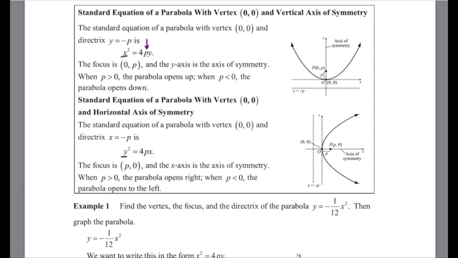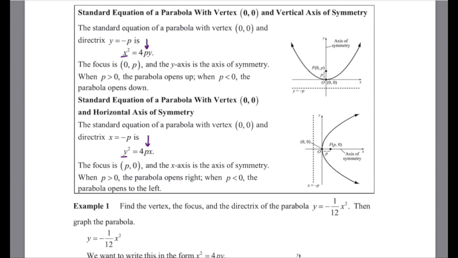If our value is set equal to y squared, then our equation of the directrix is x equals negative p. Again, when we put our equation in form of p, the focus is also p, 0. The x-axis is the axis of symmetry then. And when p is greater than 0, we will open up to the right. And if it's less than 0, we will open to the left.